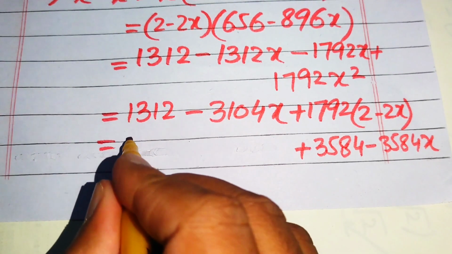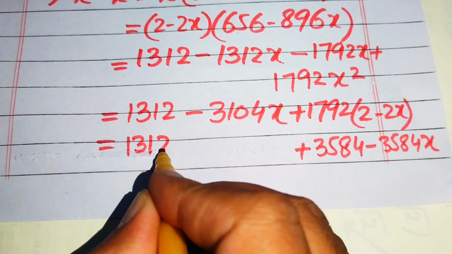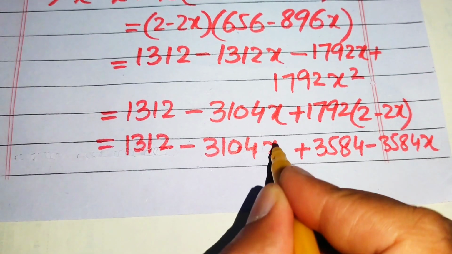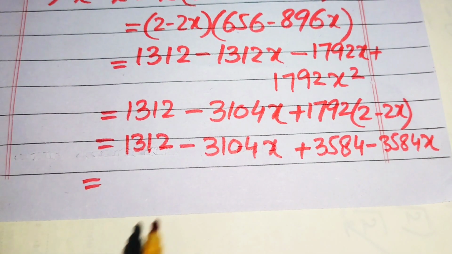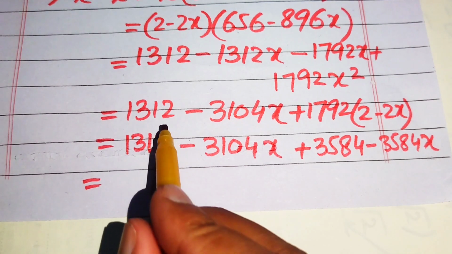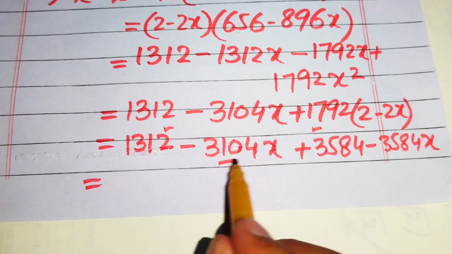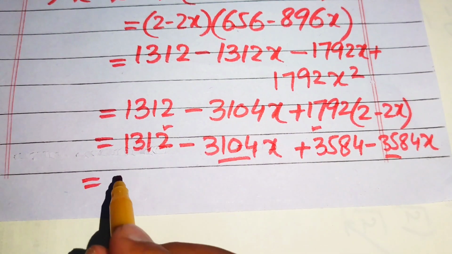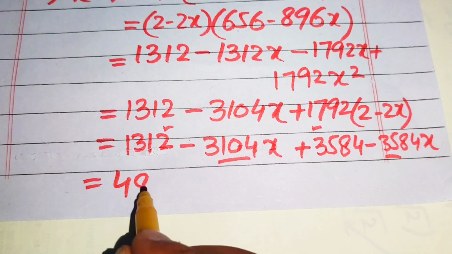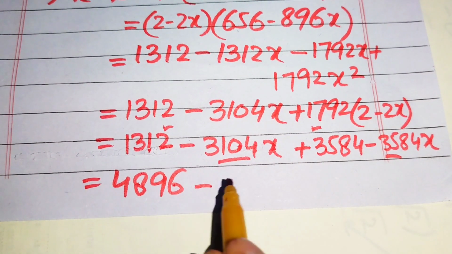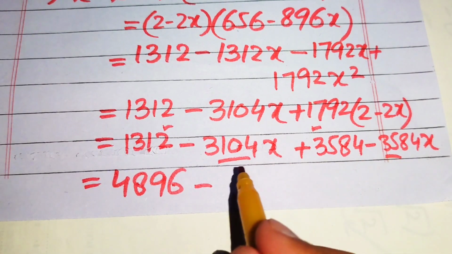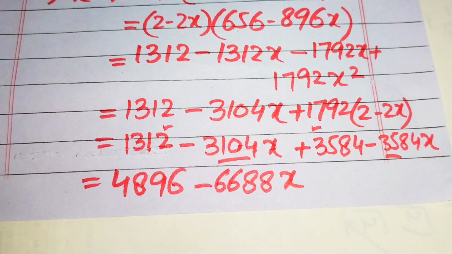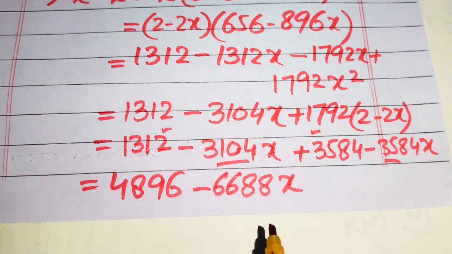3584x. So we write this term as it is, 1312 minus 3104x. Here we again add or subtract the like terms. So we add these two terms and these two terms. When we add these two terms, it equals 4896, and when we add these two terms, it equals 6688x. Now we back substitute the value of x.